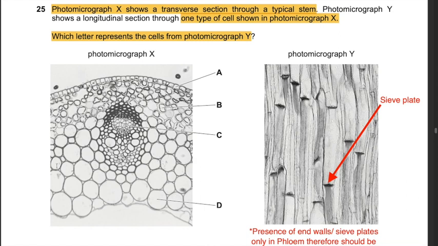Question 25. Photomicrograph X shows a transverse section of a typical stem. Photomicrograph Y shows a longitudinal section of one type of cell shown in photomicrograph X. Which letter represents cells from photomicrograph Y? The photomicrograph Y clearly shows the presence of sieve plates or end walls, and the presence of sieve plates is only in phloem. Therefore, it should be represented by C in photomicrograph X, as C represents phloem, whereas the other answers A, B and D do not.